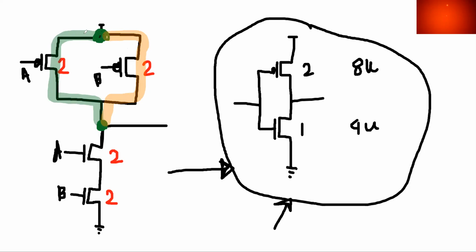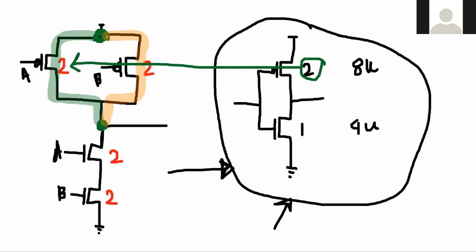Okay, let's think about this green path. How many transistors do you have? One, right? Since you have one transistor, your 2 will be multiplied by 1. So 2 into 1 is how much? 2. Now let's get back to the other path. In this path, how many transistors do you have? 1. So your 2 will be multiplied by 1 again. So how much? 2. Got my point? Okay. Now let's see the next one.